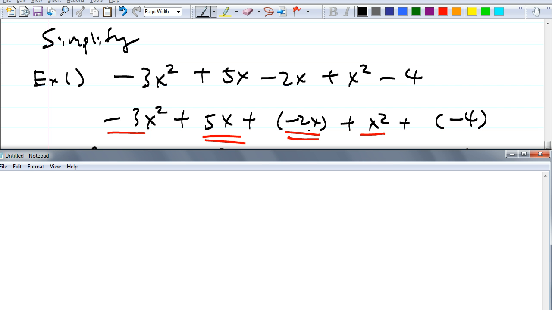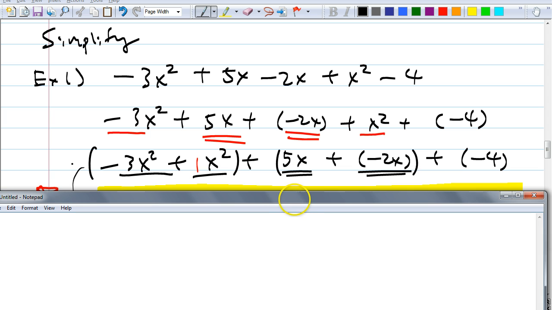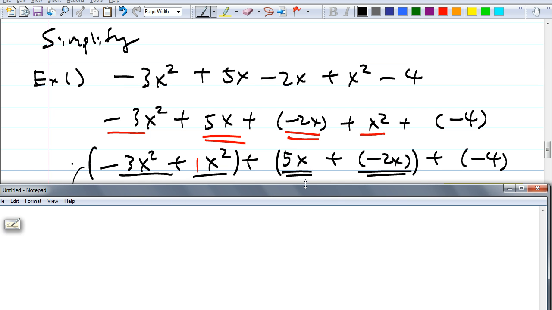Yes, Lindsay. You could do negative 3x squared plus x squared. Good. And plus 5x plus negative 2x plus negative 4. Don't forget the negative 4, right? Just because it doesn't have any like term, you can't just get rid of it. So can I associate the two like terms also, like this? Do you mind if I do that? Okay, is that okay? And of course, we know the answer, don't we?